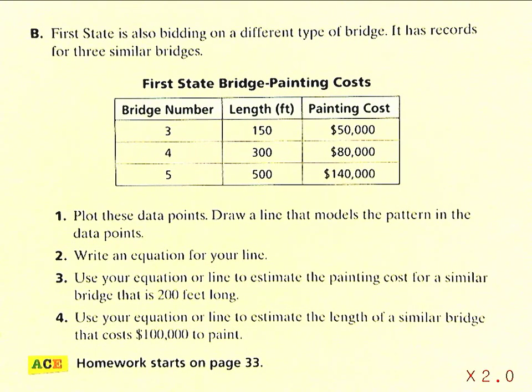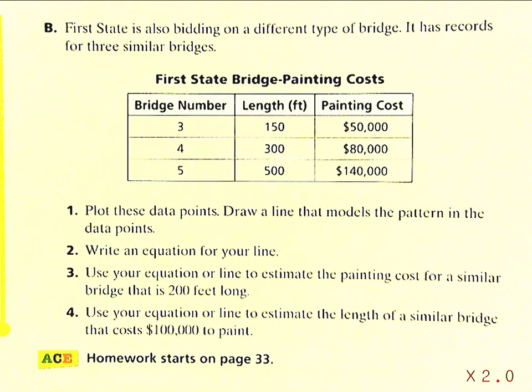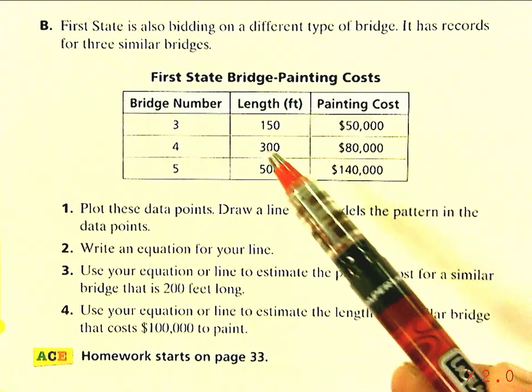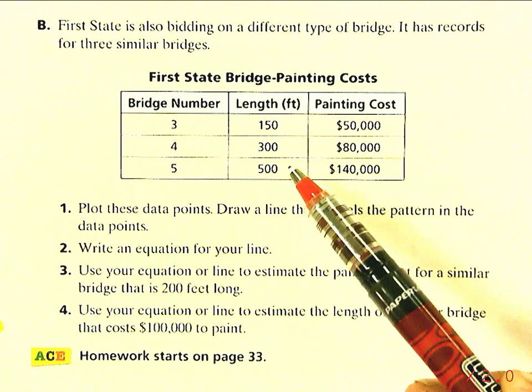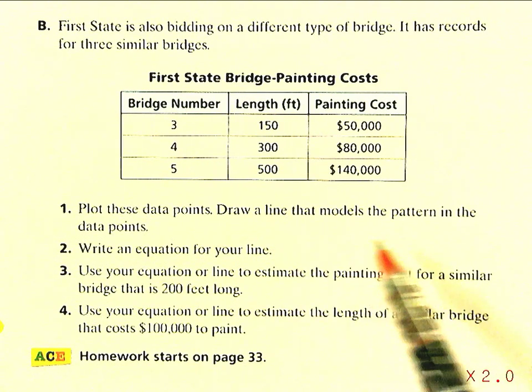So in the first part, we were looking at a bridge company that painted bridges. We found an equation, we looked at the graph, and we found that we could find information that related to that. In this case, we have another one that has 3 bridges, different lengths, and then the 3 costs. And it says plot these data points and draw a line that models the pattern for the data.